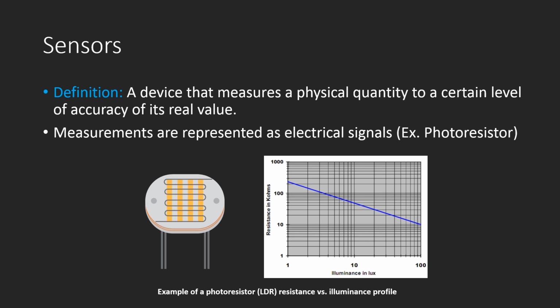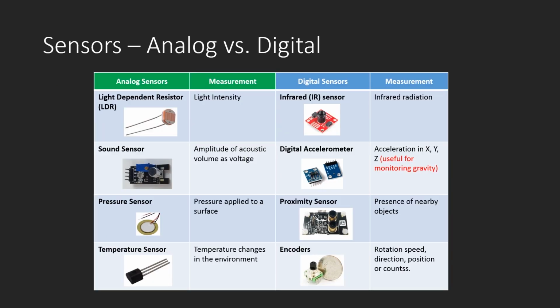An example of that is a photoresistor, which is a sensor that responds to changes in light intensity. The graph here shows how the resistance in the sensor, given in units of kiloohms, varies with illuminance expressed in units of lux. And of course, sensors can output measurements as analog or digital signals, which we already talked about. The photoresistor I showed you before is an example of an analog sensor that measures light intensity. Analog sensors can also be used to measure sound, pressure, and temperature, and if you're using a microcontroller, these measurements will be represented as voltage signals.